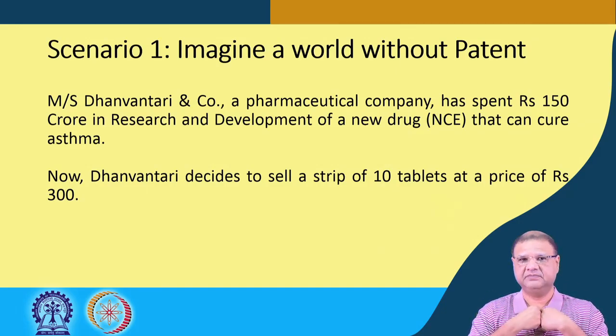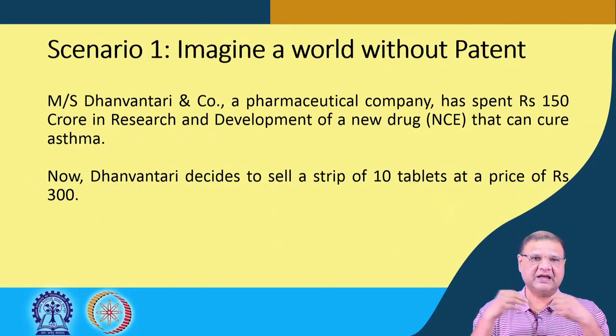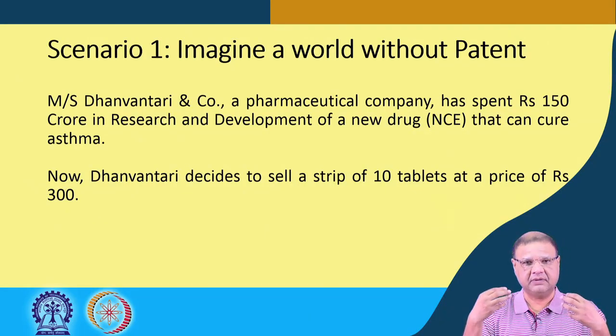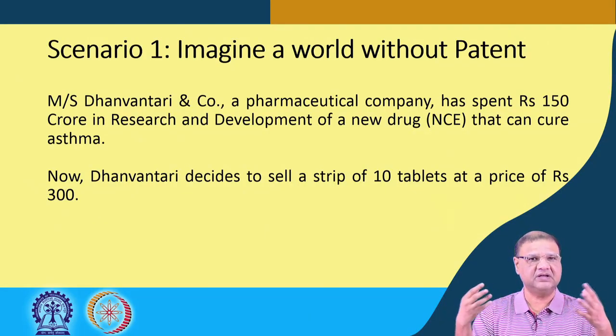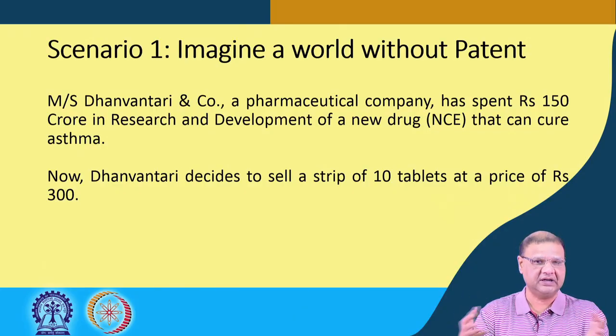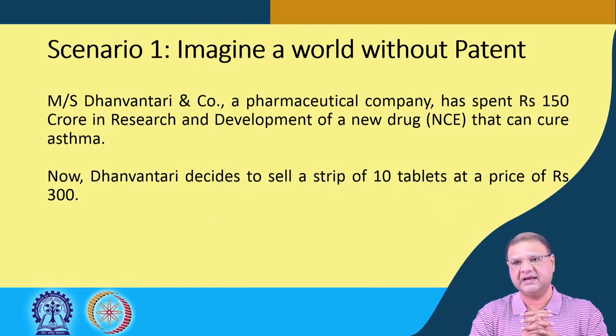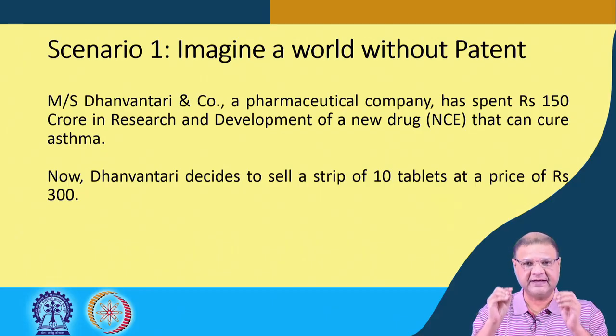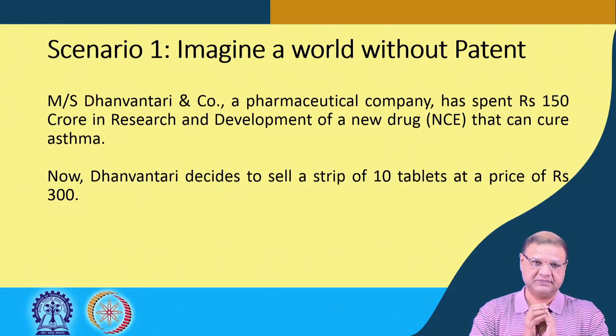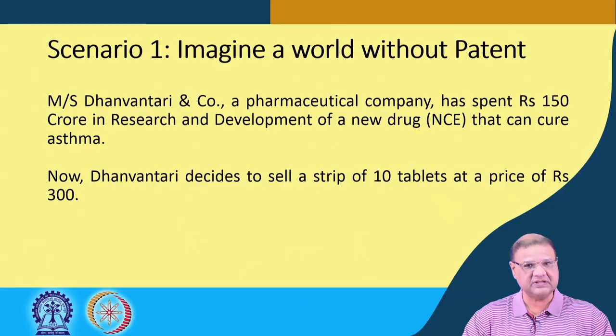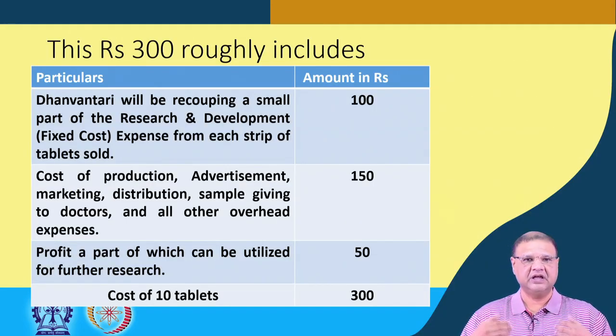They were also not sure about the market, but they have taken the risk of investing 150 crore for discovering this new drug. Now, since there is no patent in the system, Dhanvantari has no other option but to directly market it, and Dhanvantari decides to sell a strip of 10 tablets at a price of 300 rupees. Let us assume that there are hypothetical breakups here, and this 300 rupees includes certain things.